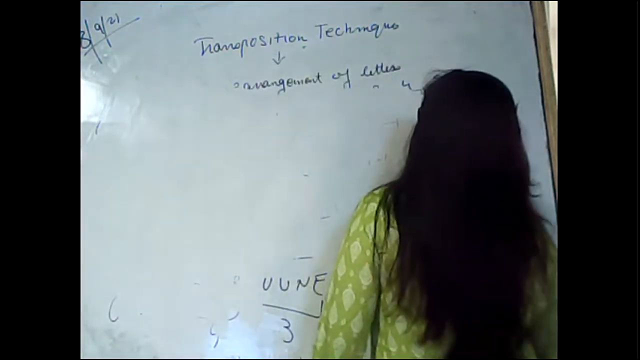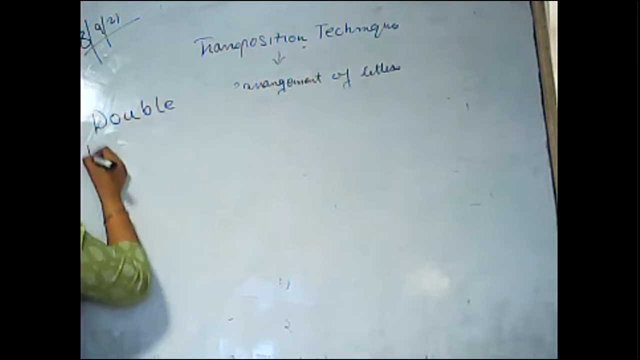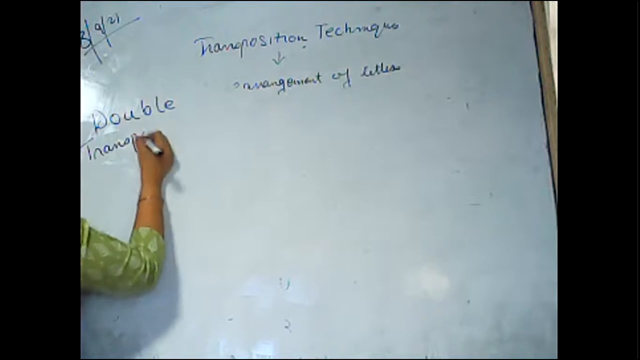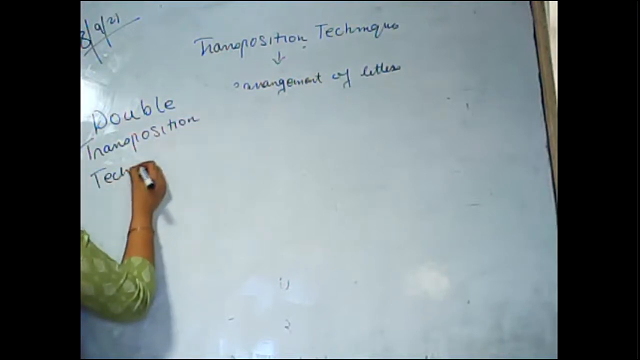Clear? Now, the last transposition method that we have to do: this was the fourth technique, and the last technique is the double columnar transposition, or we simply call it double transposition.